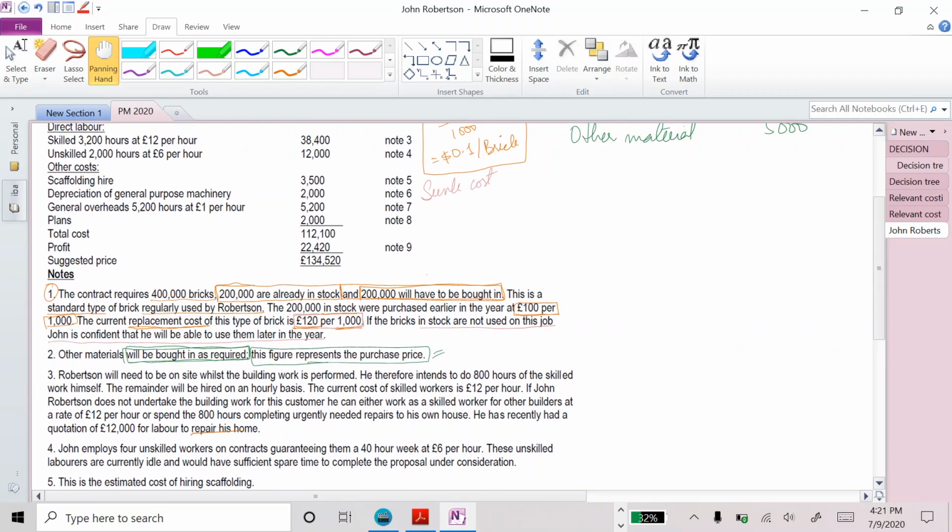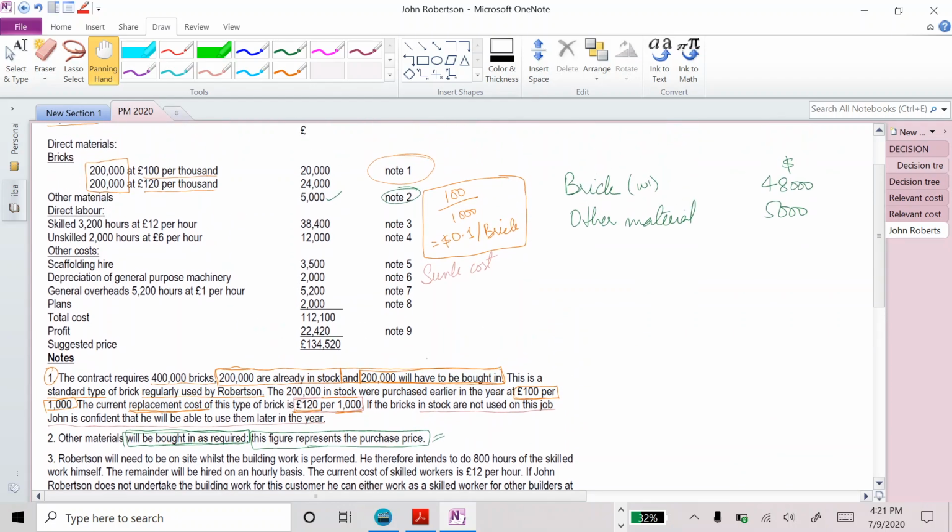Now there is a skilled worker. Bricks done, other material done. Now we are moving towards the skilled labor. Skilled labor is 3,200 hours at the rate of $12 per hour. The accountant has calculated the cost to be 38,400. Now we have to see this cost with reference to note number 3. Let's see what is given in note number 3 here.